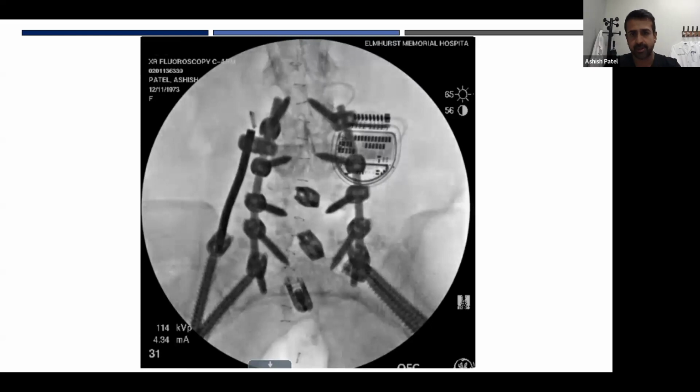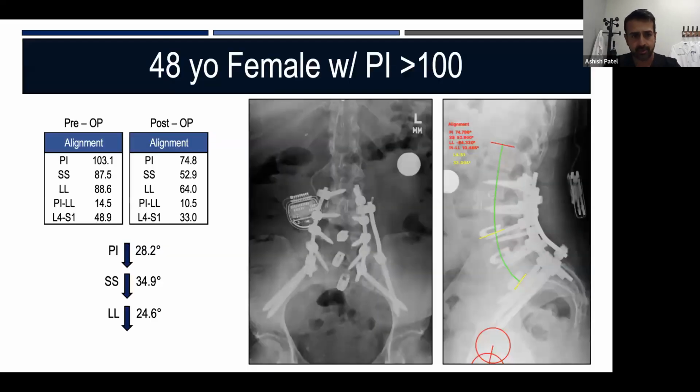And these are the intra-op films, and here you can see the post-operative films. What we were able to do was reduce the pelvic incidence by 30 degrees. We were able to reduce the sacral slope. That was near vertical at 90 degrees, and so that's more reasonable at 52. And actually lordosis itself compensated by decreasing to about 20 by 24 degrees.